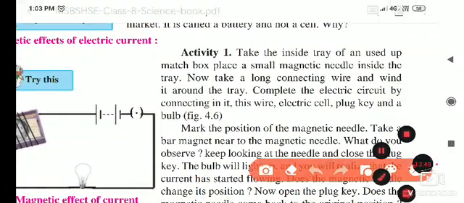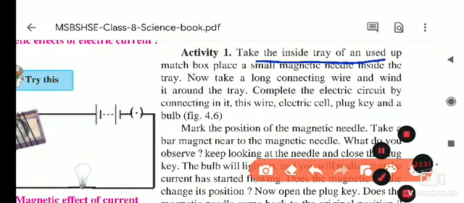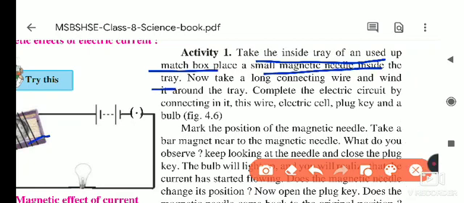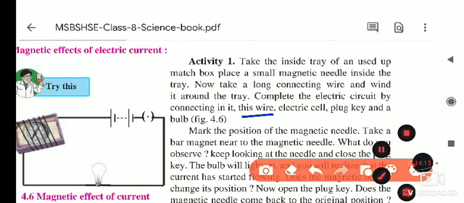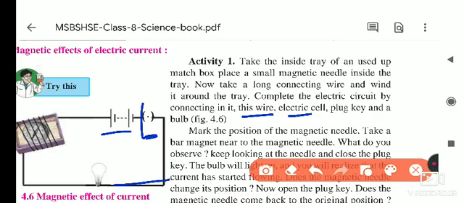Take the inside tray of a used up matchbox. Take a small magnetic needle inside the tray. Here we have to put the magnetic needle. Now take a long connecting wire, and wind it around the tray. Here it is wound. Complete the electric circuit by connecting what? Wire, electric cell, plug key, this is the sign of plug key, and a bulb.